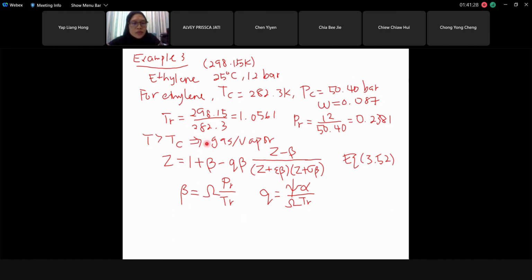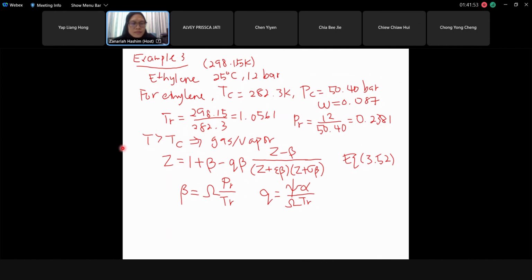Okay, and then here I also calculate the TR and PR. Kenapa saya calculate? Sebab nanti dalam equation ni untuk beta dengan Q ni, you need the TR and PR value. That's why saya kira siap-siap dulu lah. So I just calculate first. TR is T over TC. Okay, so substitute dapat ini. PR is P over PC.